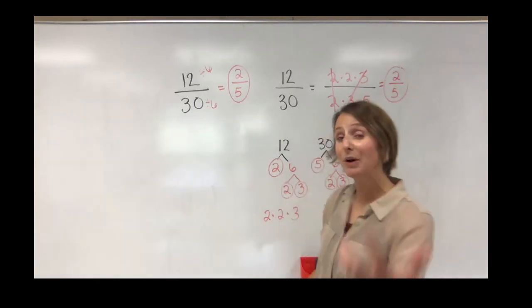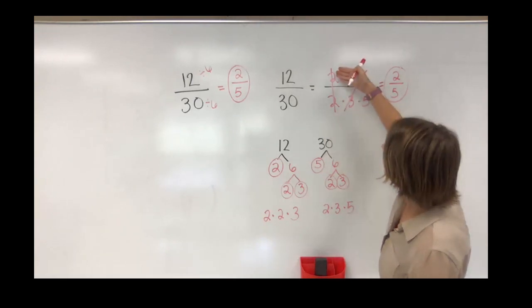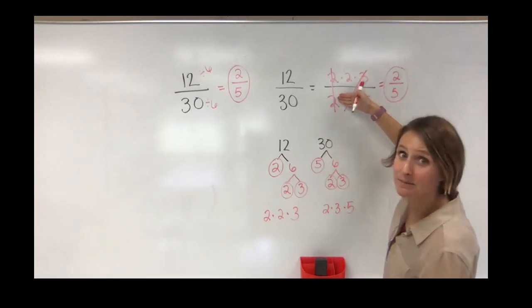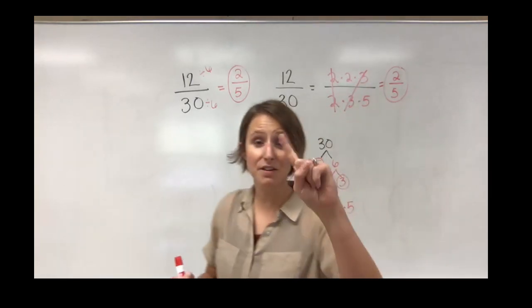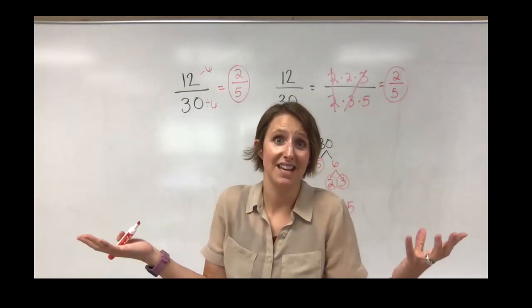So using prime factors and recognizing that I can cancel. And when I go a number divided by the exact same number, that gives me 1. And having the factor of 1 is okay because anything times 1 is that number.